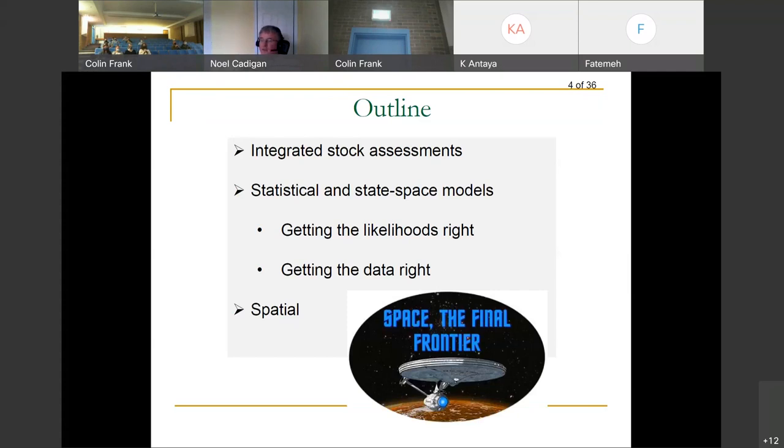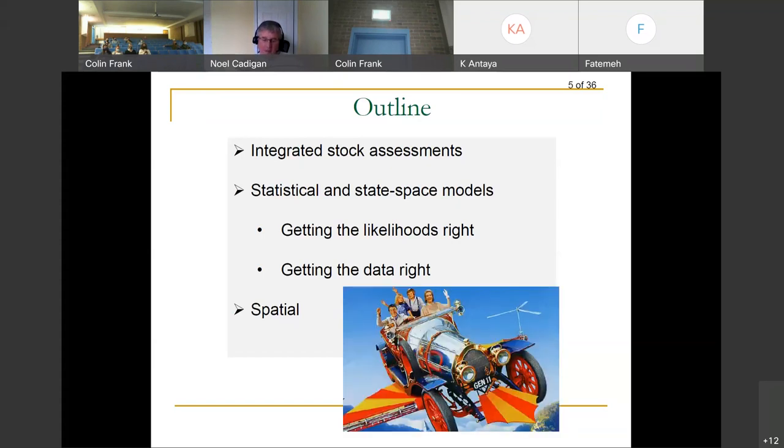Space is like the final frontier, I think. Well, probably not the final frontier, but it is a largely unexplored frontier in stock assessment science. But I don't think we'll always be building spaceship Enterprises as stock assessment solutions.